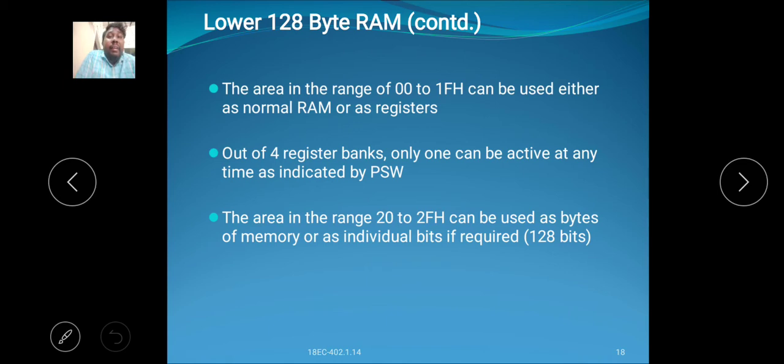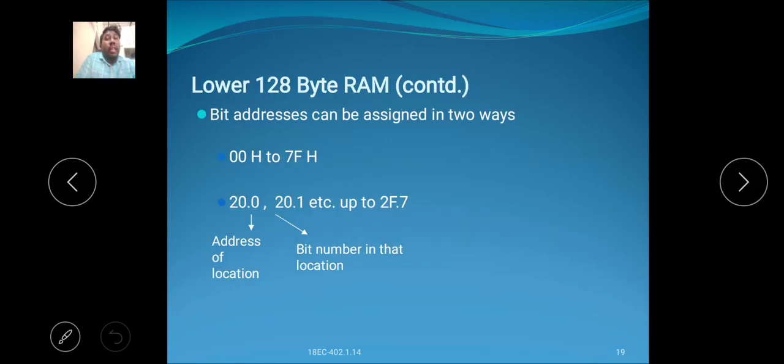The area in the range of 20H to 2FH can be used as bytes of memory or as individual bits if required. That is 128 bits. In the lower 128 byte RAM, the bit addresses can be assigned in two ways.